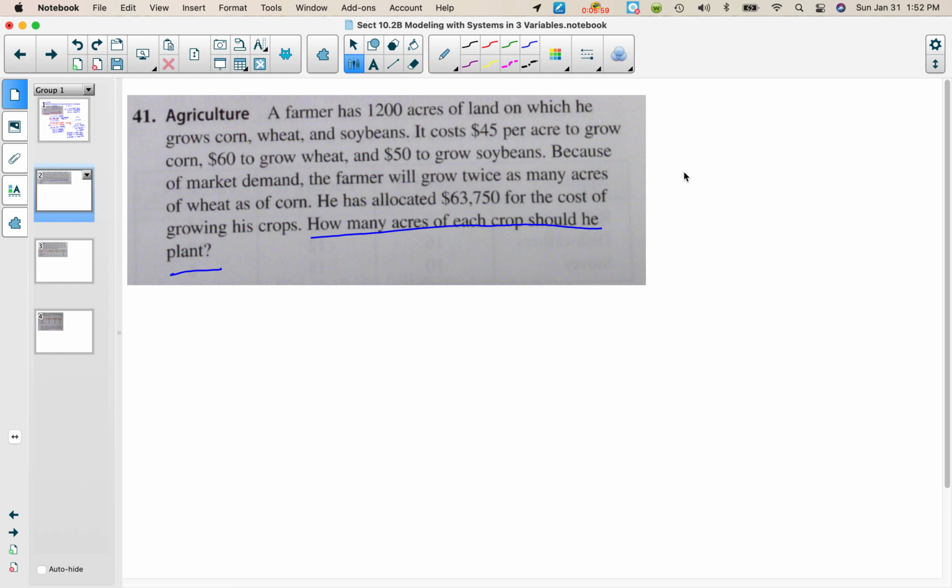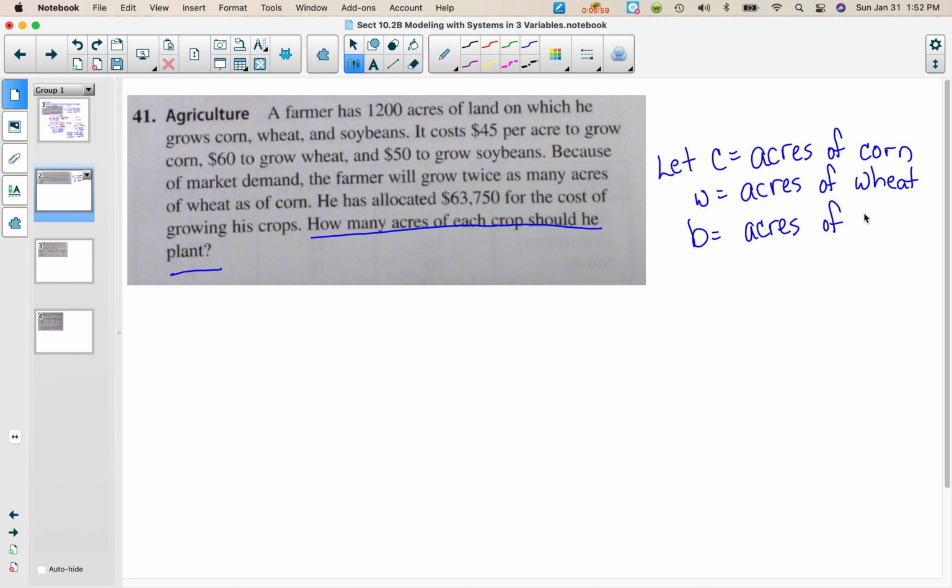So those are going to be our variables. So I'm going to let C equal acres of corn, W equal acres of wheat, and I'm going to let B equal acres of soybeans.